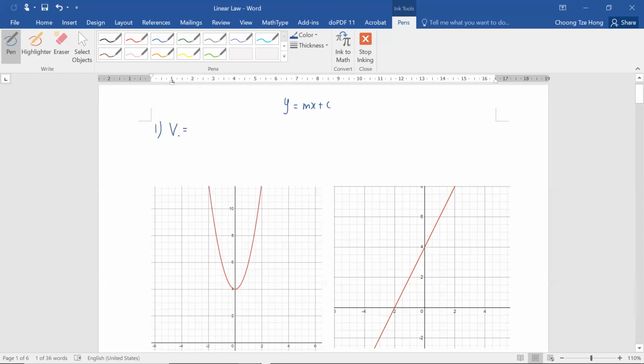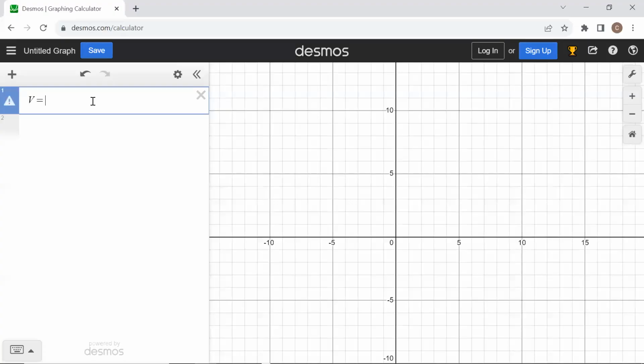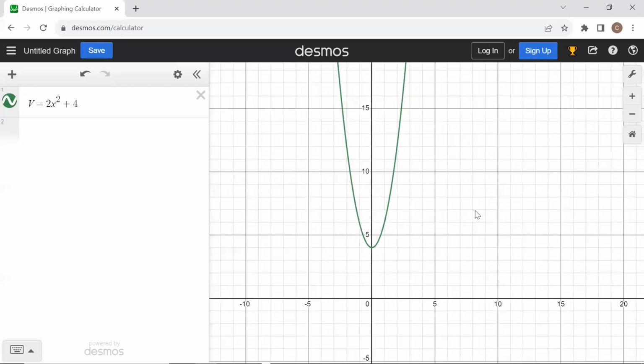For example, we have the equation v equals 2x squared plus 4. How would this graph look for this particular equation? As you can see, it's an x squared graph, so we should get something like a quadratic graph. Anyway, we're going to input this into Desmos and see how it looks. So over here, I have Desmos. I'm going to key in the equation v equals 2x squared plus 4. Indeed, we get a quadratic curve.